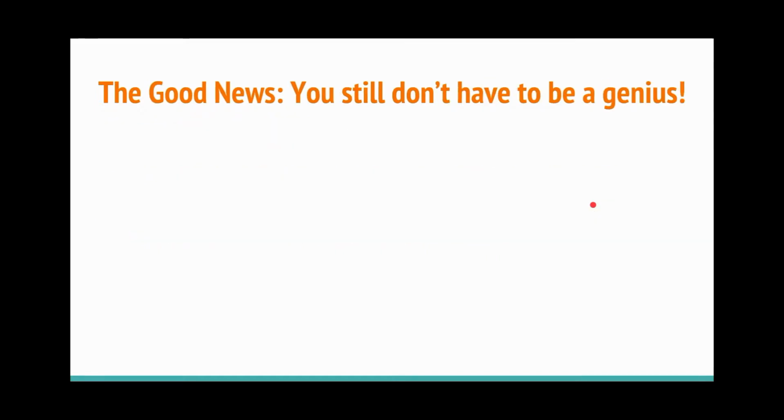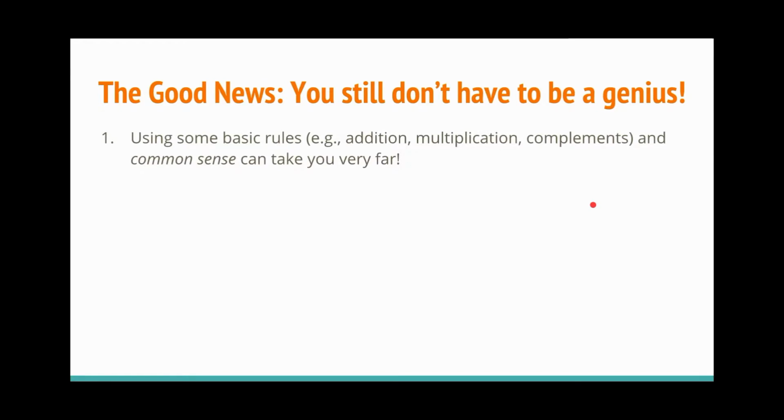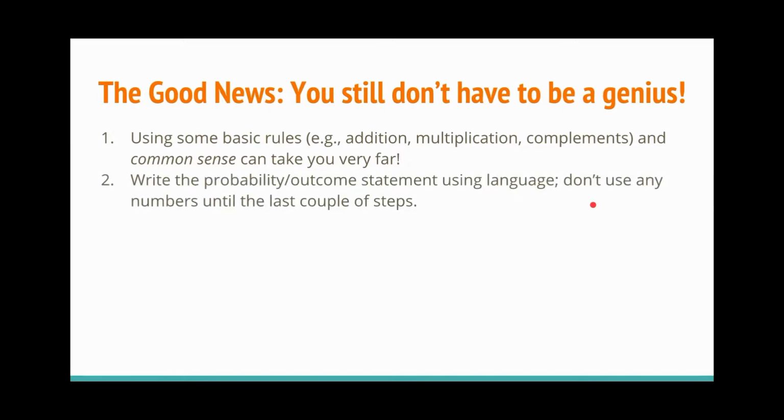The good news though, you still don't have to be a genius to work on probability problems, even binomial probability problems. In fact, with binomial probabilities, you get some extra tools at your disposal. So, using some basic rules, like before, and your common sense, you can still get pretty far with these problems. It's important to continue to use language before you deal with the numbers. The calculations, you're going to use technology to help you complete, and the important thing is to know what to tell the technology to do.